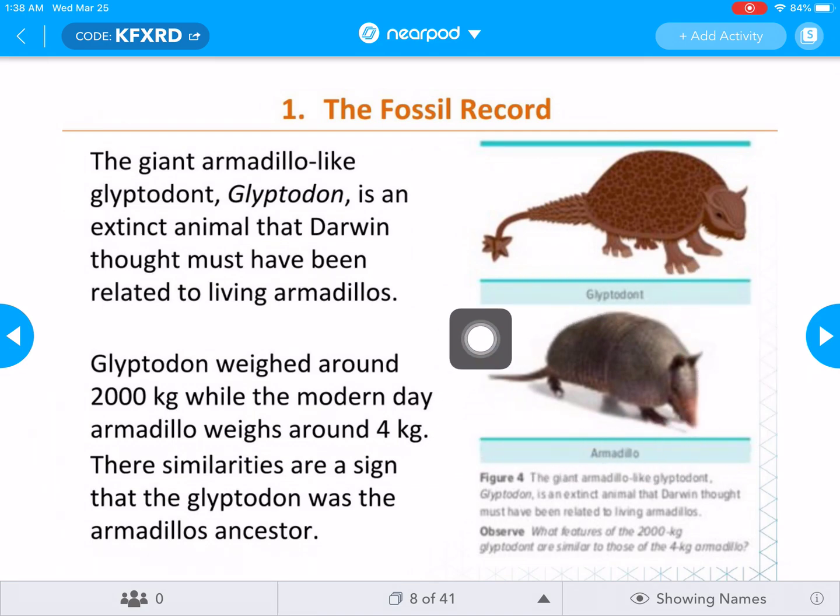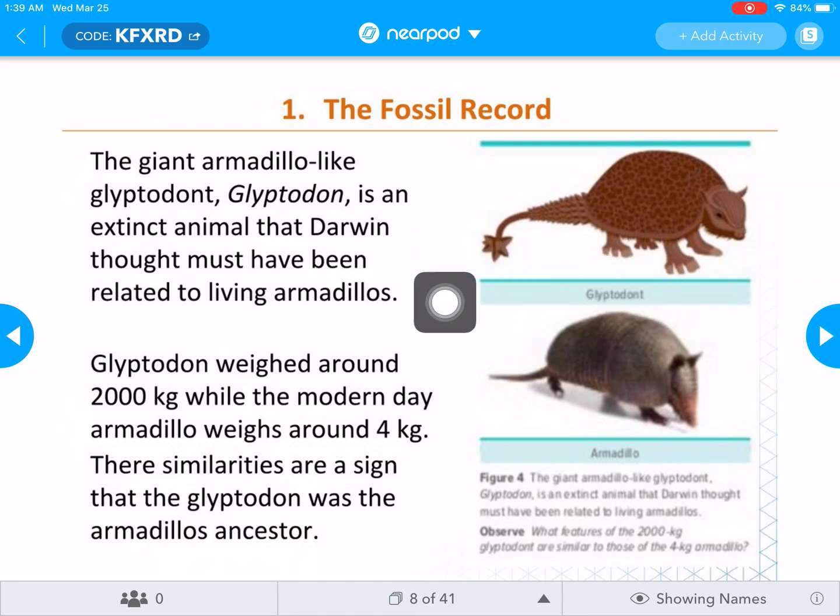Our modern day armadillo is thought to be an ancestor of the glyptodon, which means that this was the original, and many, many millions of years later, we got our modern day armadillo. The modern day armadillo is a lot smaller. It's only about 4 kilograms, but you can see that this looks like this, so there's a good chance that they were actually related and that this is an ancestor of the glyptodon.